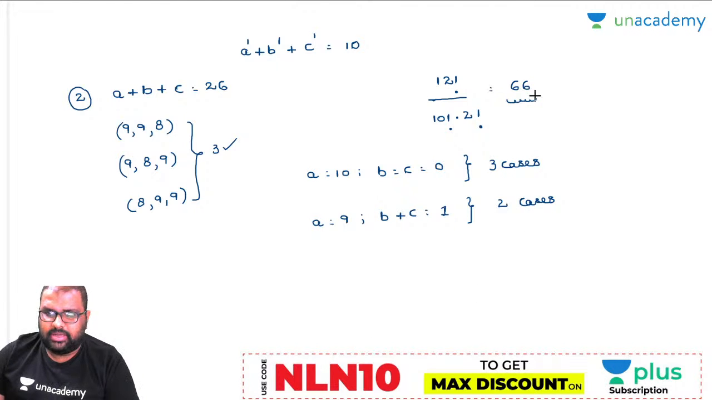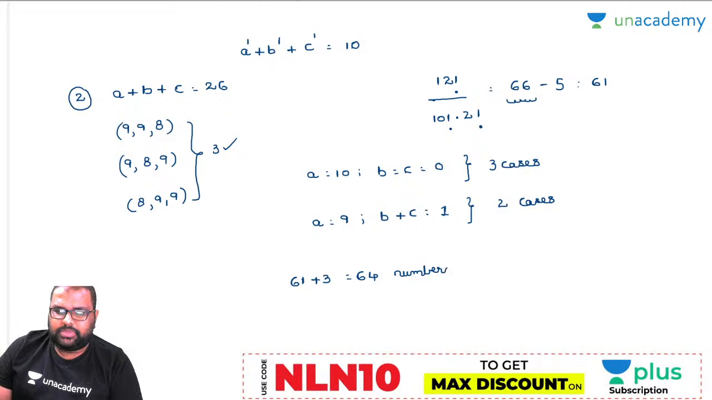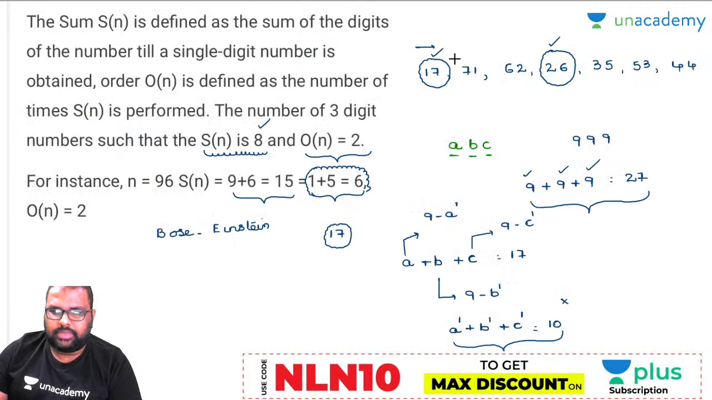66 minus 5 is equal to 61 in this first case. Here 3 cases. So finally your 61 plus 3 is nothing but 64. So 64 numbers are possible like this in order to frame these types of 3-digit numbers. Right? 64 is your answer.